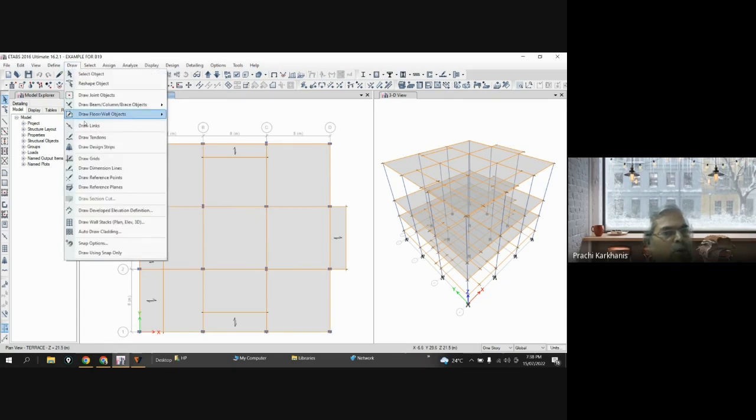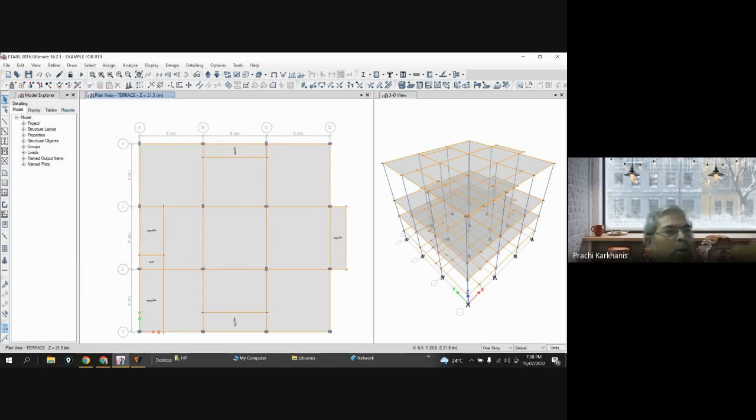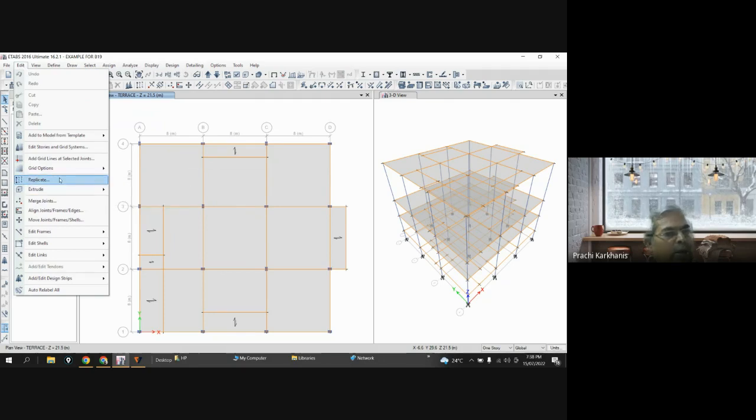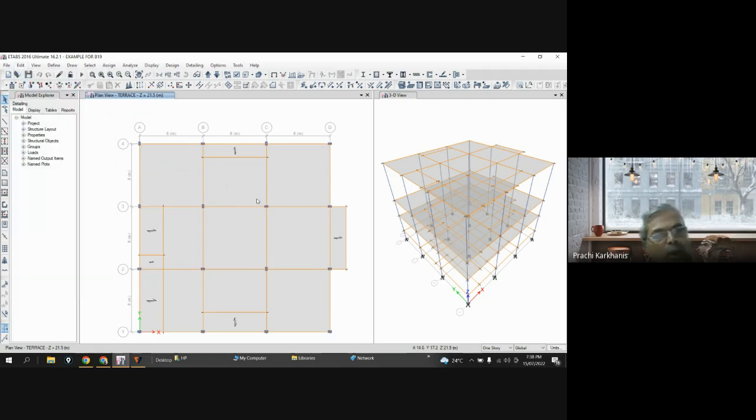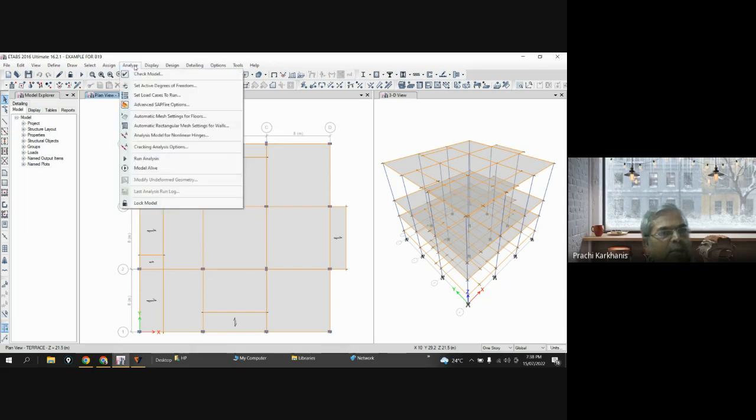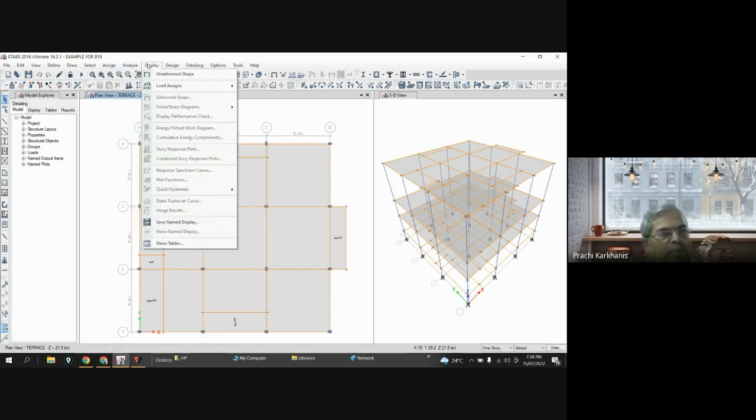Now if I go to this, I can draw. Yes, I can do it. Or if I go to edit, I can edit. Let's say I can replicate, or I can do anything. That means I don't have results now. If I go to results, let's say in analysis or display, I see there are no results over here. See, the force stress diagram is not showing me anything, because it is faint. Faint means you cannot have anything in that.